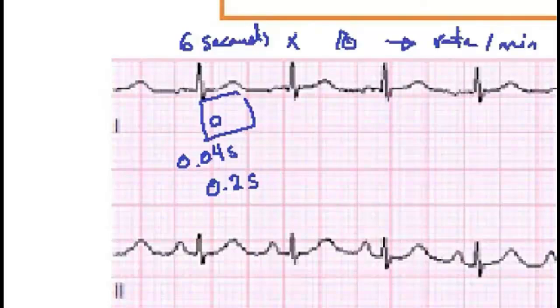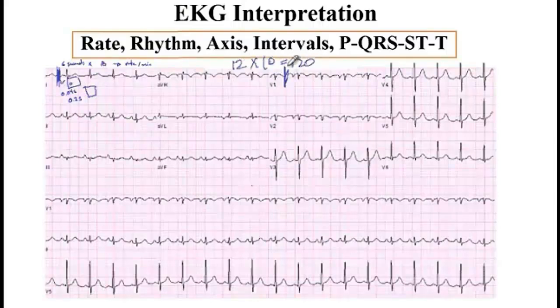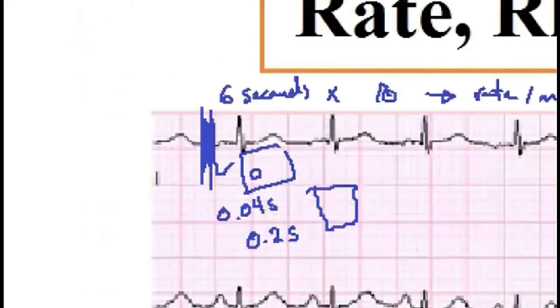So let's go back. So if each of these boxes correspond to 0.2 seconds, it means for 1 second, you will need 5 of these boxes. And so for 6 seconds, you will need 30 of these boxes. And if you count 30 of these boxes, you will notice that there is about 12 beats inside there. So 12 beats in 60 seconds times 10 is 120. So the rate for this patient is about 120. So if the rate is more than 100, then that is tachycardia, and if it's less than 60, then that would be bradycardia.